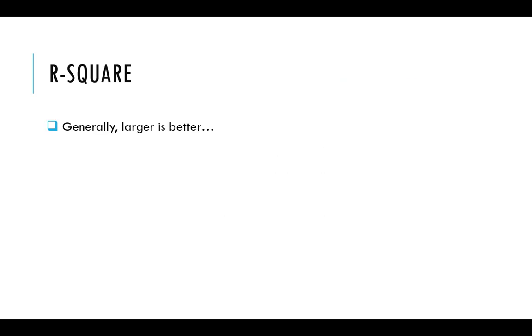Generally, we talk about larger R-square being better, right? Without any other trade-offs, we want larger to be better. So R-square of 0.85 is better than 0.23. However, it's important to understand low R-square is not always a problem. Please do not look at your regression results and go, oh my gosh, I have an R-square of 0.23. This is horrible. This model's junk. That is not necessarily true.